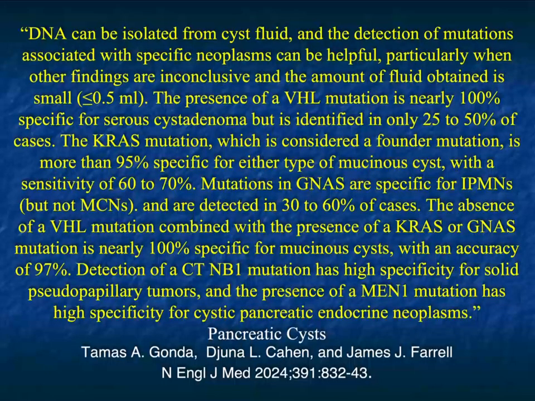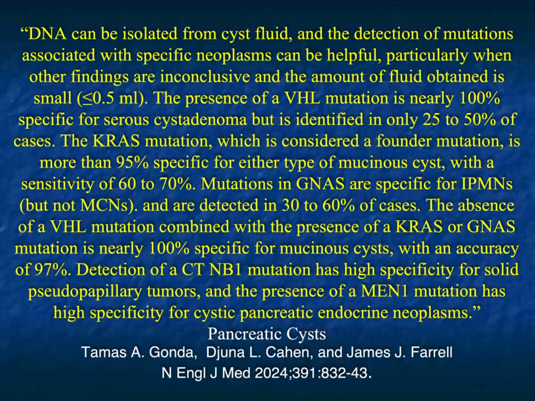That's the question. We talk about cyst fluid. A lot of work is being done there, looking at the risk based on the cyst fluid. For example, a VHL mutation is 100% or so specific for serous cystadenoma, but it's only seen in, at best, half the cases, probably more like 25%. The KRAS mutation, which is considered a founder mutation, is more than 95% specific for either type of mucinous cyst, with a sensitivity up to 70%. Mutations in GNAS are specific for IPMNs, but not MCNs, but again, not always detected.